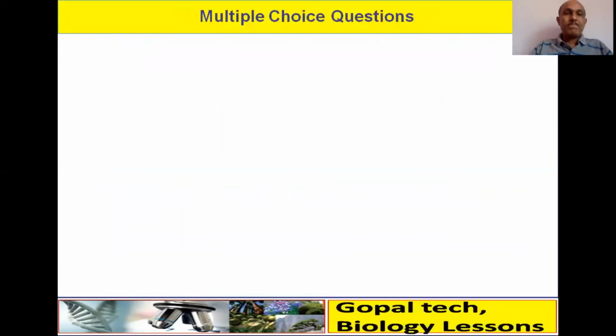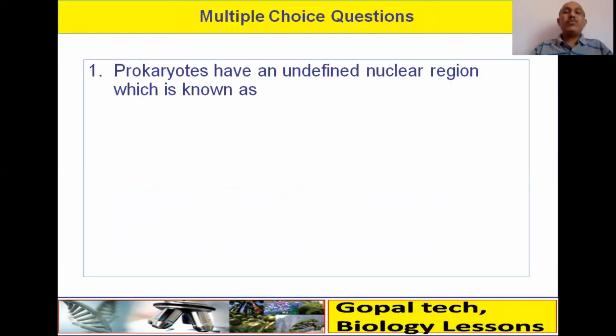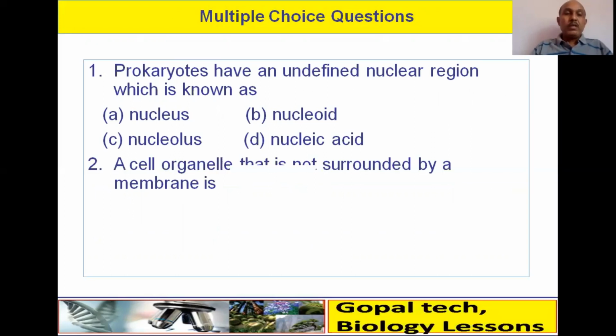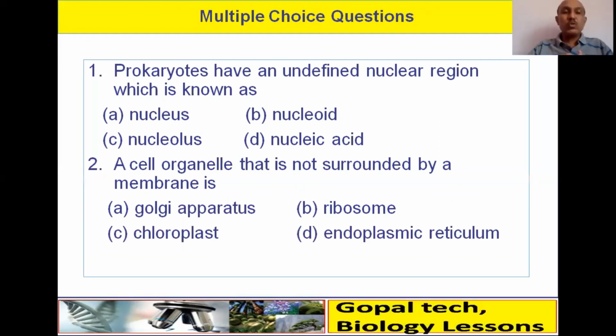नाउ कम टू एमसीक्यूज, ये भी आएंगे। So prokaryotes have undefined nuclear region which is known as nucleus, nuclei, nucleolus या nucleic acid. You take your notebook, 1 लिखो और write the answer, बाद में चेक करो इस स्लाइड के बाद। A cell organelle that is not surrounded by a membrane is, choice क्या है देखो, Golgi apparatus, ribosomes, chloroplast या endoplasmic reticulum.